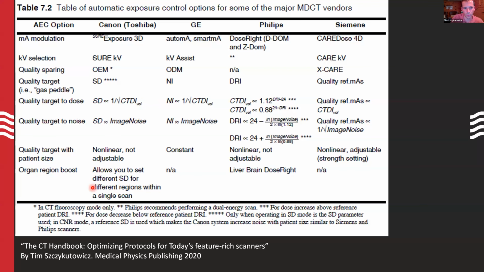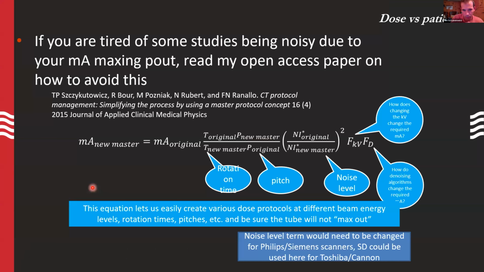So here's an example of me doing that. This is from a paper on our master protocol concept. And here you can see, once we know the original mA limit of a protocol we know is working, and we have some idea of what we know we want for our new dose target, we can plug it into this equation, and we can figure out what the new technique parameters for acquisition need to be for that protocol to not have an mA limit.